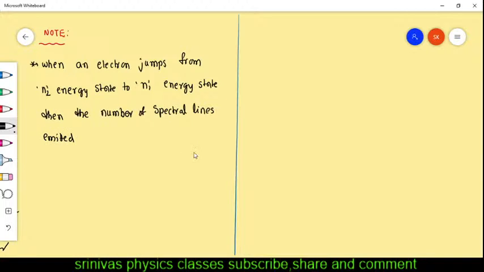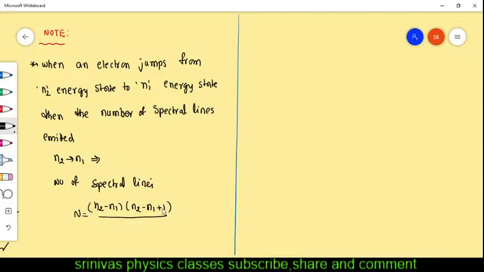I want what happens here: the electron jumps from n2 to n1, then how many spectral lines are released. There is a shortcut formula for the number of spectral lines: n2 minus n1 into n2 minus n1 plus 1 by 2. This is the formula. What is the use of this one?